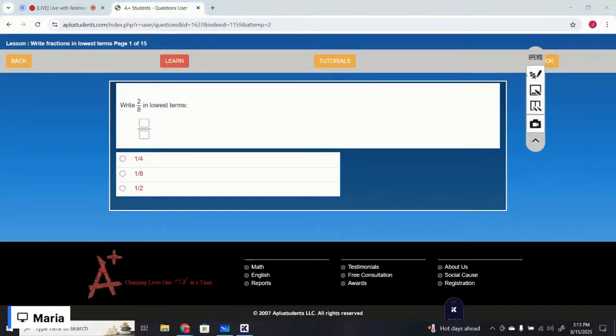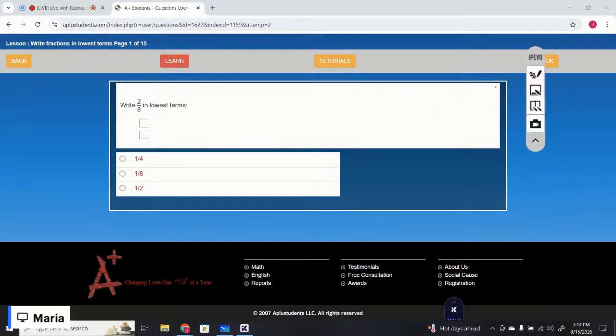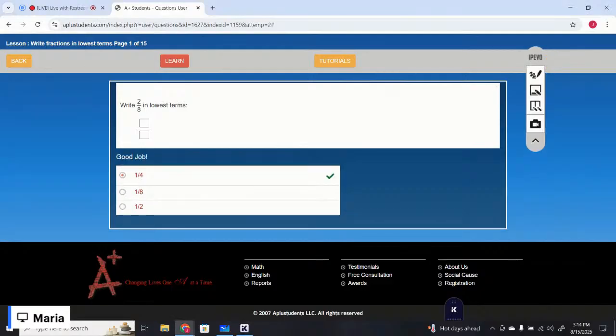Write 2 by 8 in lowest terms. So 2 by 8, let's just divide it by 2. 2 is the greatest number that can divide both numerator and denominator. So 2 divided by 2 is 1 and 8 divided by 2 is 4. That is 1 by 4. Option number 1 is the correct option.